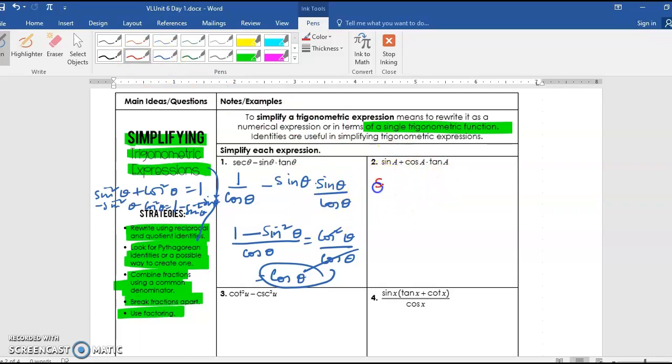So sine A plus cosine A times, now tan is sine over cosine, isn't it?